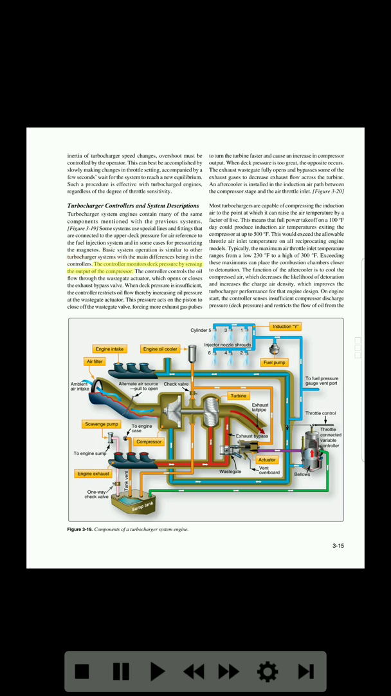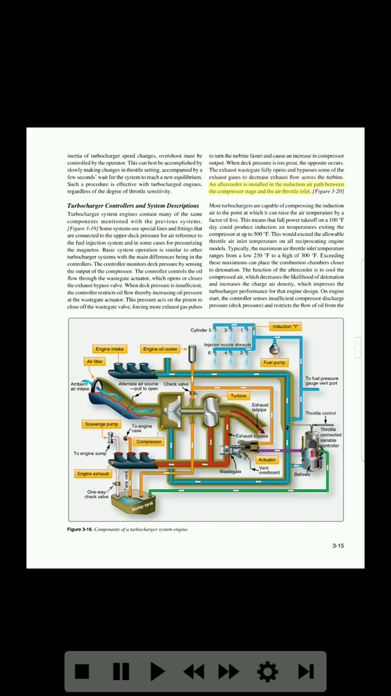The controller monitors deck pressure by sensing the output of the compressor. The controller controls the oil flow through the wastegate actuator, which opens or closes the exhaust bypass valve. When deck pressure is insufficient, the controller restricts oil flow, thereby increasing oil pressure at the wastegate actuator. This pressure acts on the piston to close off the wastegate valve, forcing more exhaust gas pulses to turn the turbine faster and cause an increase in compressor output. When deck pressure is too great, the opposite occurs. The exhaust wastegate fully opens and bypasses some of the exhaust gases to decrease exhaust flow across the turbine.